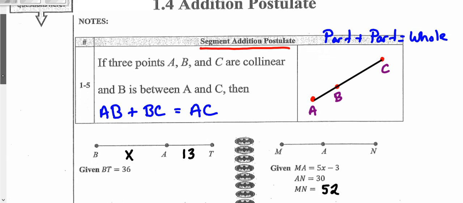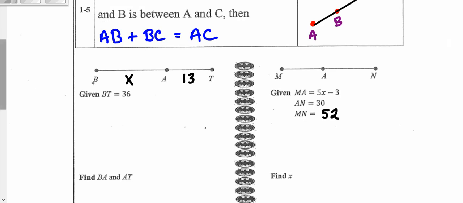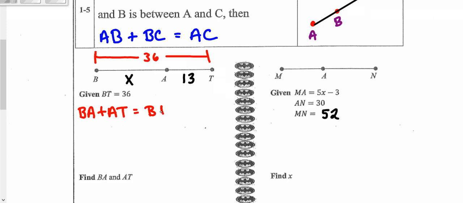Let's do some algebra here with this. I want you to go ahead and write in those values, x and 13, and then over here for the second example, write that MN is equal to 52. So let's start with here, it says BT is equal to 36. We've got the x and the 13 written, so this whole thing from here all the way down to the end is 36. Now, using the segment addition postulate, we can say that BA plus AT is equal to BT. Part plus the part equals the whole.